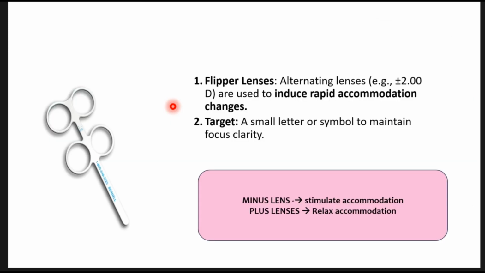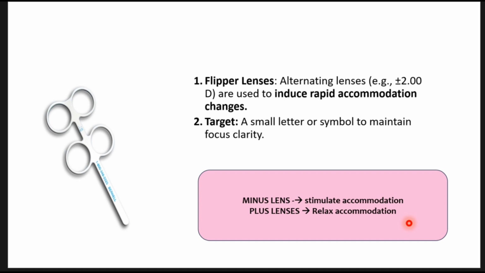So let me talk about it in a little bit more detail. Okay, here the important thing is that you're using alternating lenses, that is plus or minus 2 diopters. Now, as you're putting plus and minus lenses, you have to remember that the minus lenses stimulate accommodation, plus lenses relax accommodation. This is very, very important. And you have to remember that we are not really changing the power of the lens here. As we are testing, the lens power is not increased in every cycle. The lens power remains constant during the test.